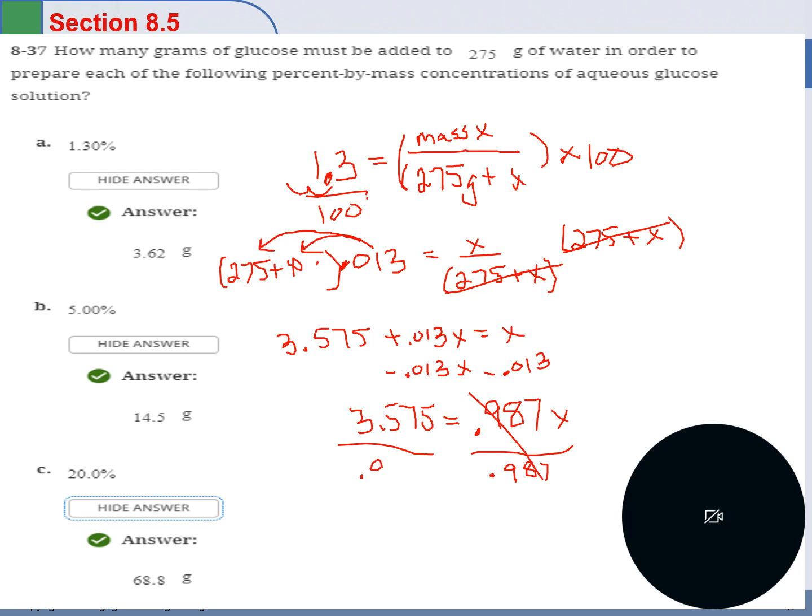Do the same thing over here, and that's how I'm going to get this answer right there. And that would take too much room for me to do all three of these problems, so it's going to be the same basic process to get this percent, and the answers are provided.